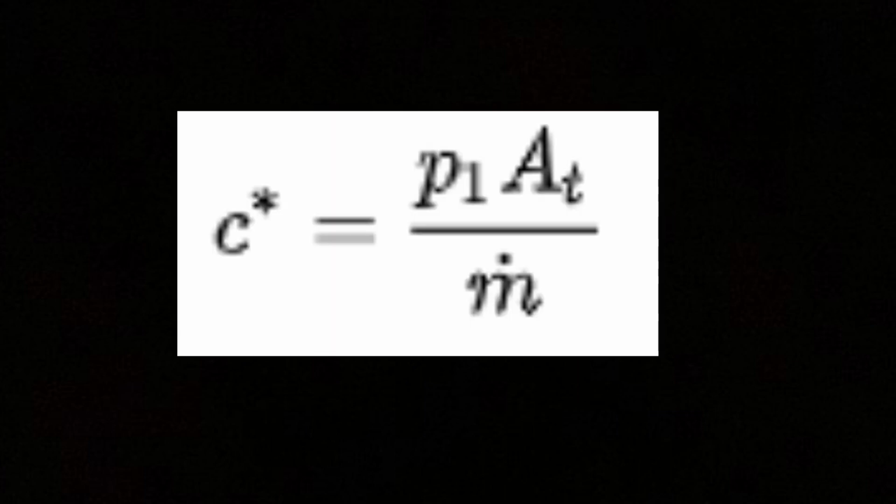Lastly, we have the characteristic velocity, which is essentially just a measure of the combustion efficiency of your rocket engine. Characteristic velocity is denoted by C star and is written as the chamber pressure in pascals times the throat area in meters squared, divided by the mass flow rate in kilograms per second.